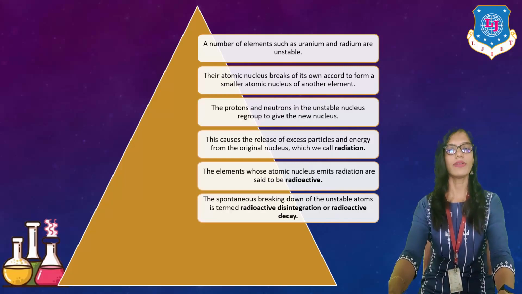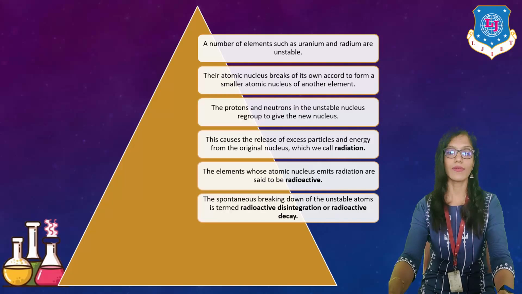We have four different terms here. Number one, radiation. Number two, radioactive. Number three, radioactive disintegration. And number four, radioactive decay. These are the four terms we need to understand, to see how radioactivity works and what the actual meaning of radioactivity is.